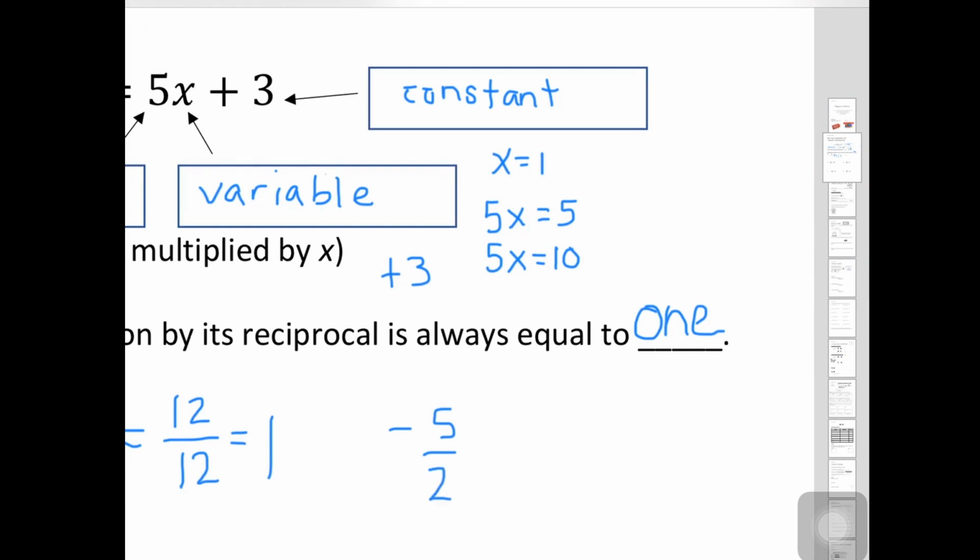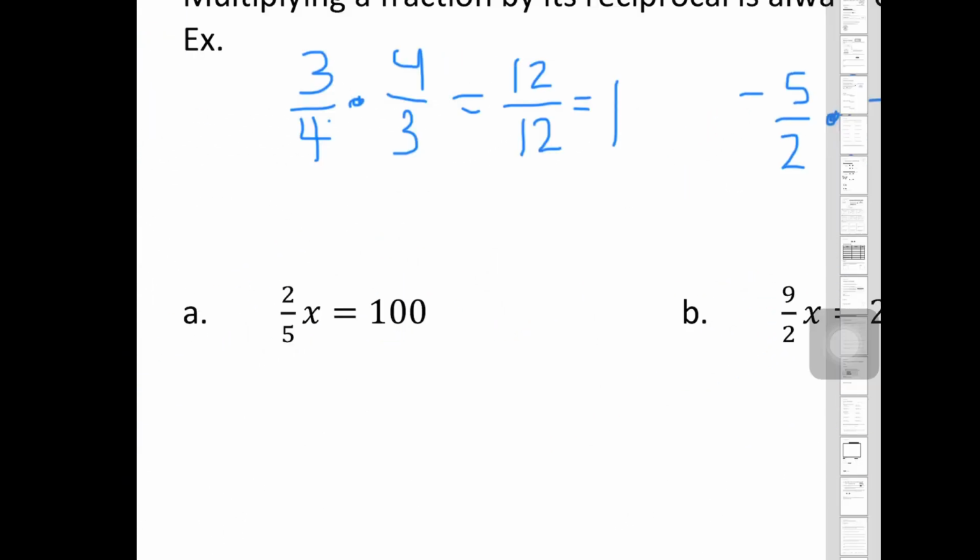Same thing here, let's do -5/2 times its reciprocal, and actually I should use parentheses here. It's because I need a negative as well, -2/5. And what we end up with, again, if we multiply the numerators, the top numbers together, we have 5 times 2 is 10. Notice on the denominator, the bottom, 2 times 5 is 10. And again, the negative times a negative is a positive, leaving us with +1. So there it is again, always equal to 1.